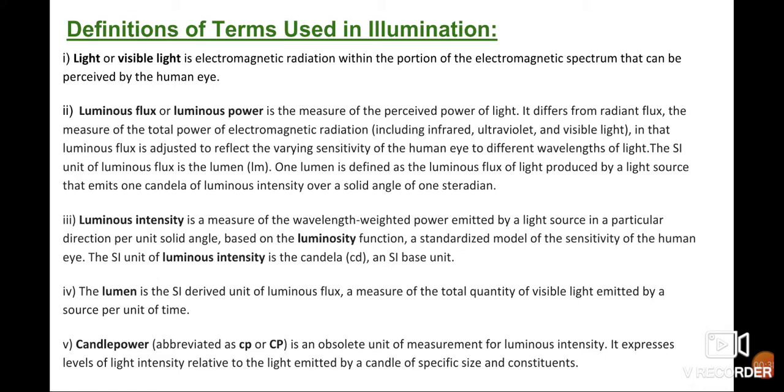Next is luminous flux. Luminous flux or luminous power is the measure of the perceived power of light. It differs from radiant flux, the measure of the total power of electromagnetic radiation, including infrared, ultraviolet, and visible light, in that the luminous flux is adjusted to reflect the varying sensitivity of the human eye to different wavelengths of light. The SI unit of luminous flux is lumen.